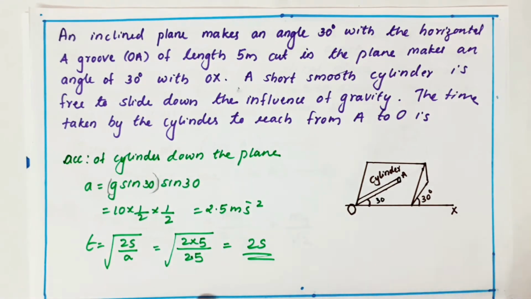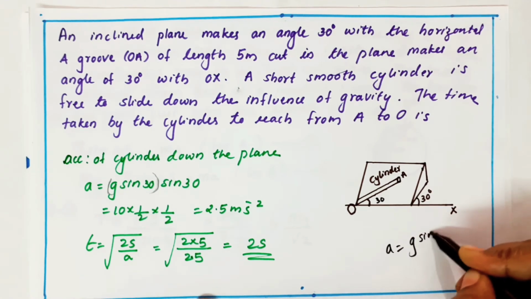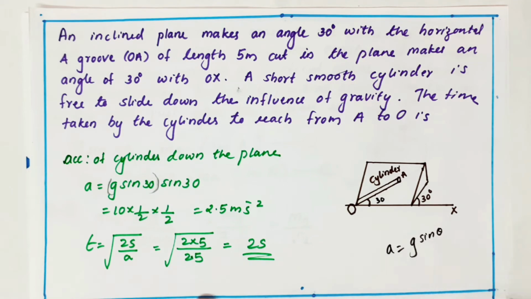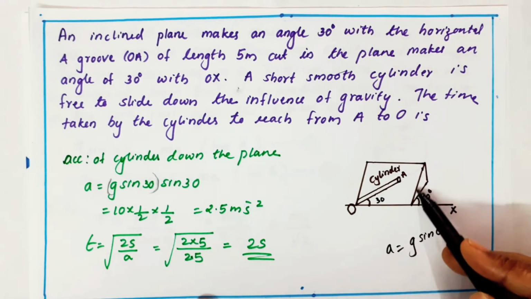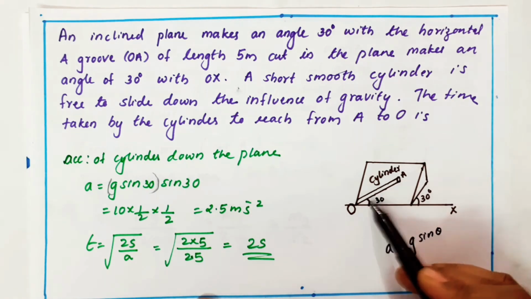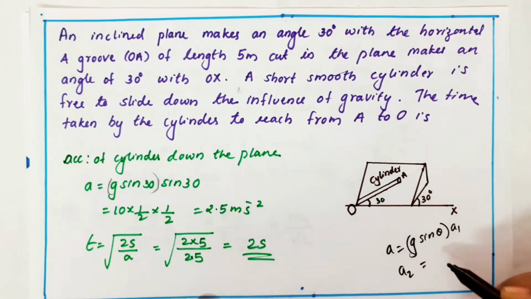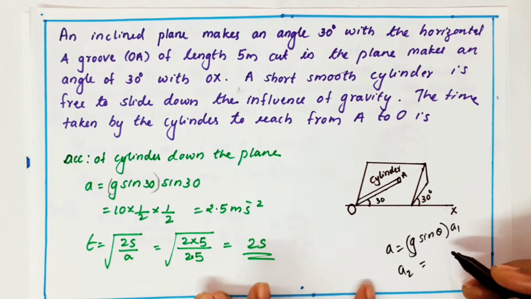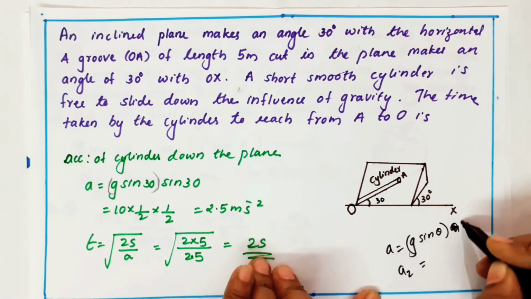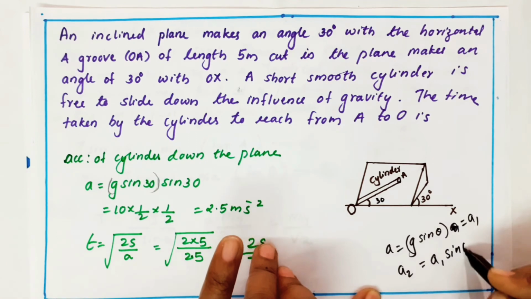This is the inclination of the inclined plane. The plane itself is inclined. I discussed in the previous video, for an inclined plane, what is your acceleration? A is equal to g sine 30, or g sine theta. That is for the body moving like this. But here the body is moving along, again, an inclined groove. So this I can take as A1, and A2 I can take as A1 times sine theta.